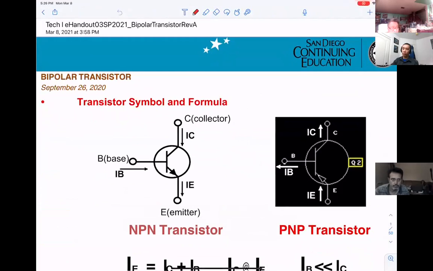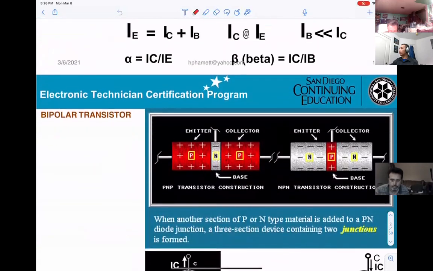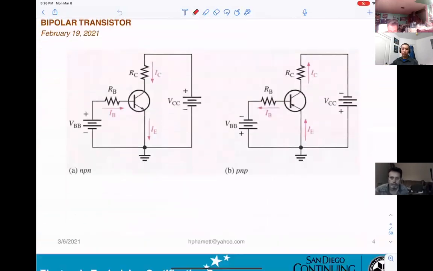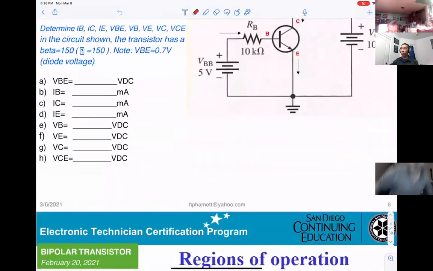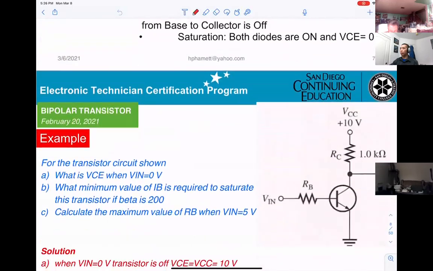Okay, so this will be going back to review for the transistor. I said revision A. That means I delete something, adding something else. Okay, and quickly go through that. So this one, we already did it, so we don't have to do anything. Just a few things we want to emphasize.